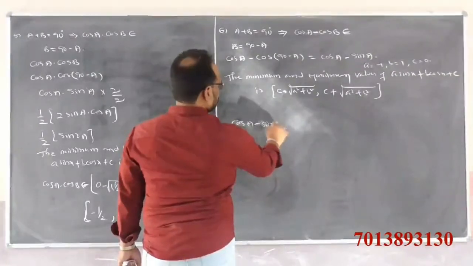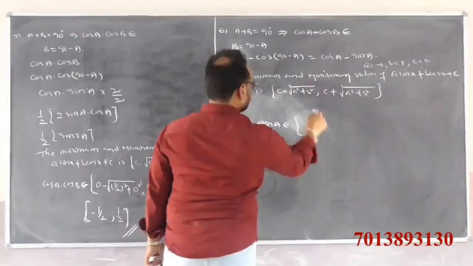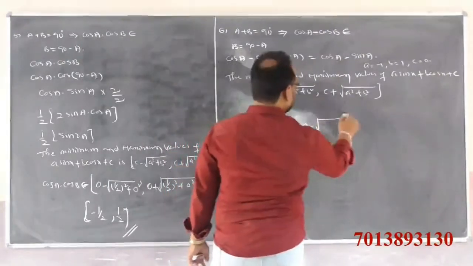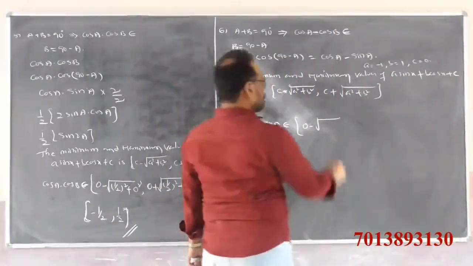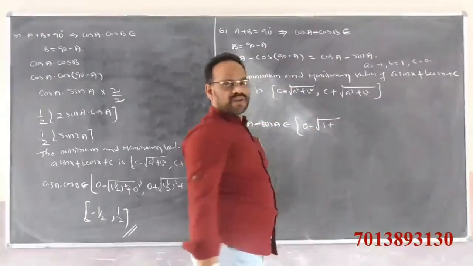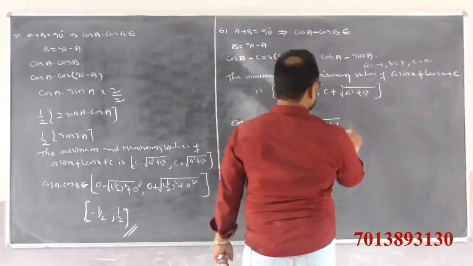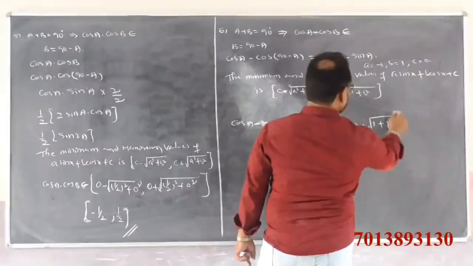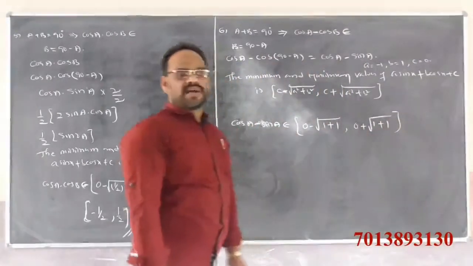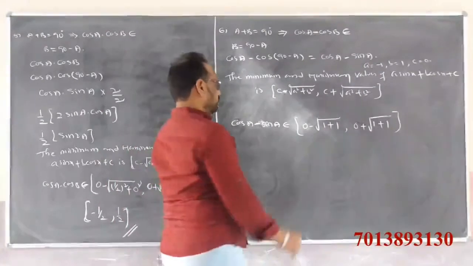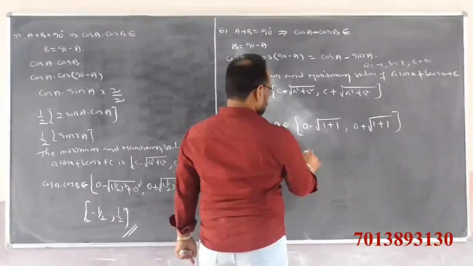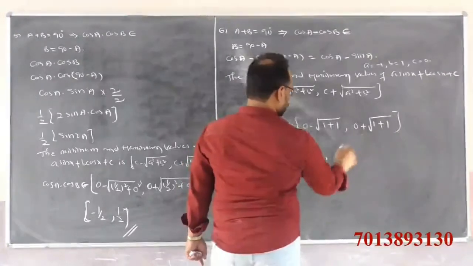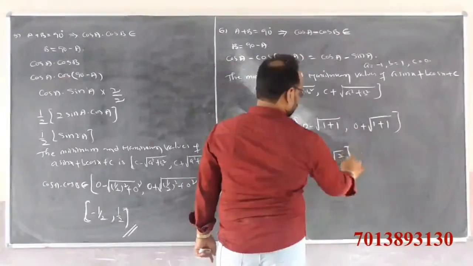Sin A belongs to, clearly, 0 minus square root of (minus 1) whole square, which means plus 1, and plus 1 whole square is also plus 1, comma, 0 plus square root of (1 plus 1) minus 1 whole square, which means plus 1, and plus 1 whole square is also plus 1. That is equal to: this belongs to 0 minus square root of minus 2 comma 0 plus square root of 3.